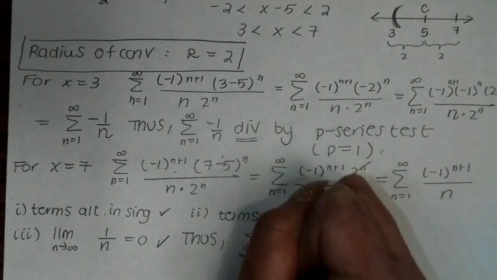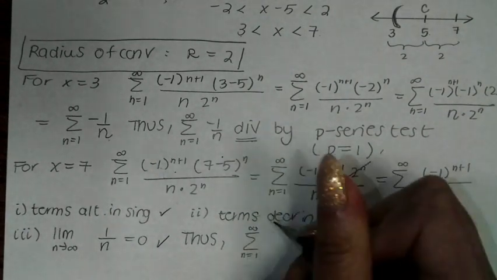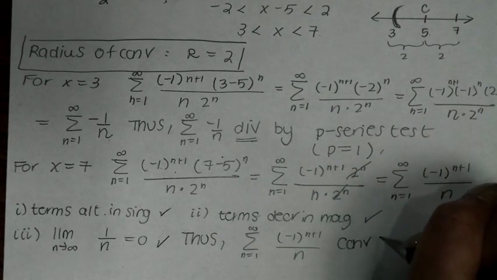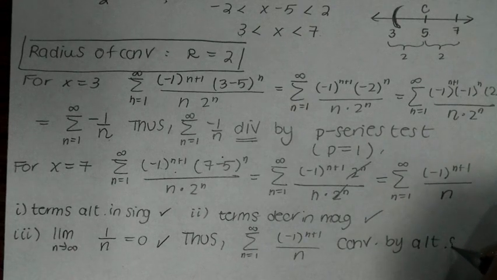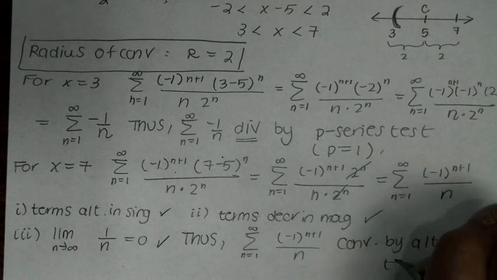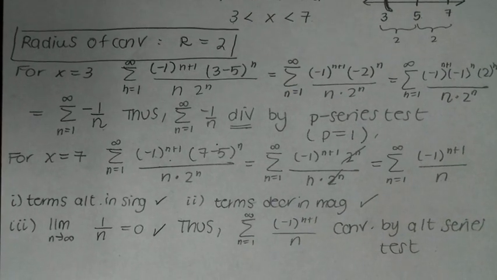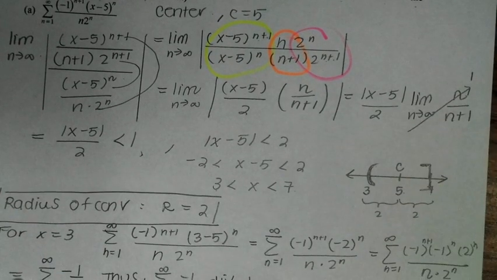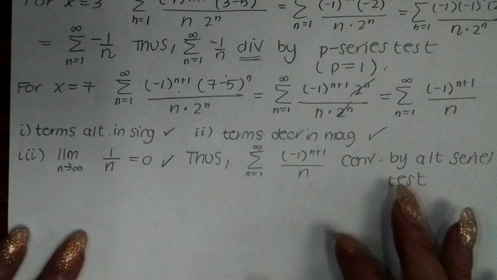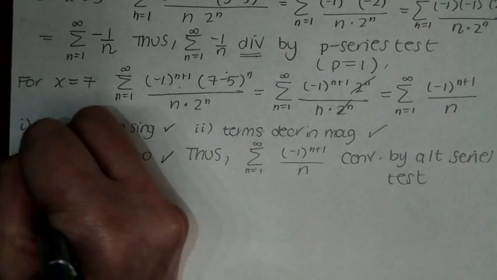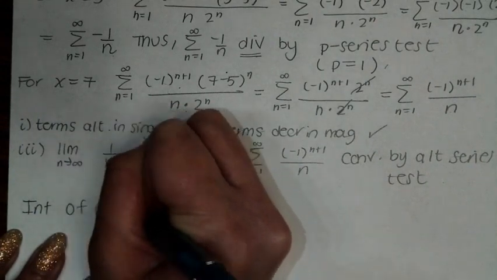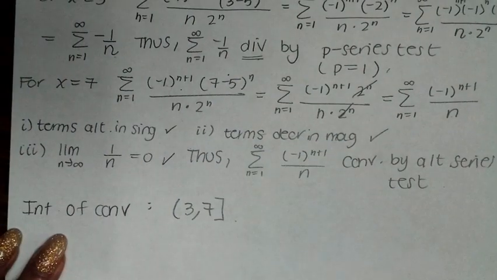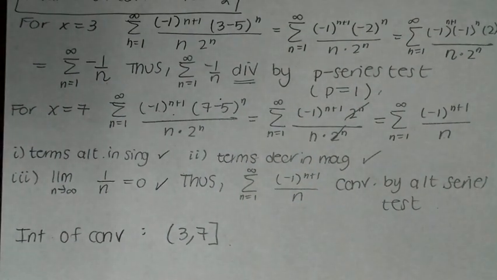Thus, my series from n equals 1 to infinity of negative 1 to the power of n plus 1 divided by n converges by the alternating series test, right? So what this is giving you is that you go back to your interval and you are including the 7. So let's conclude. Thus, my interval of convergence here is going to be from 3 not inclusive to 7 including the 7, and that's pretty much it for this problem. Wasn't that nice?